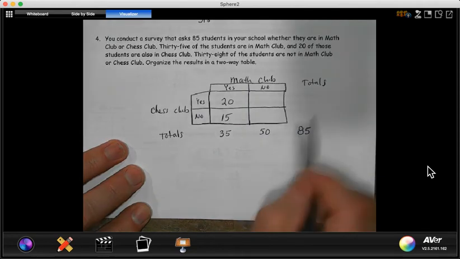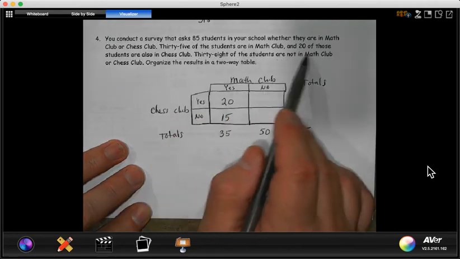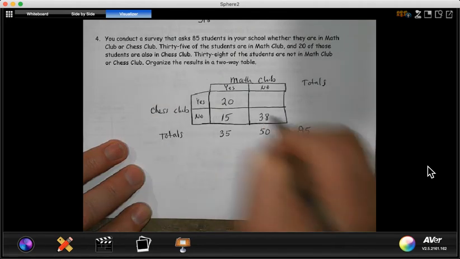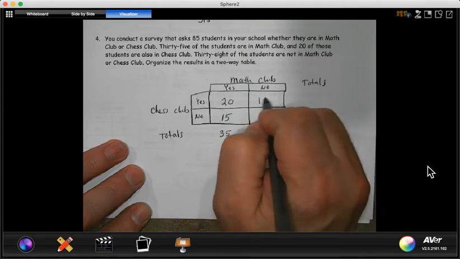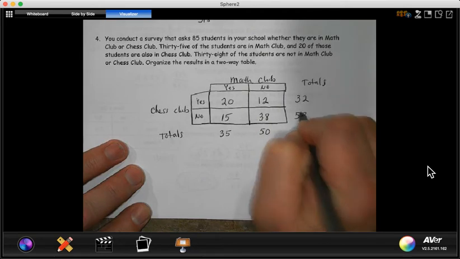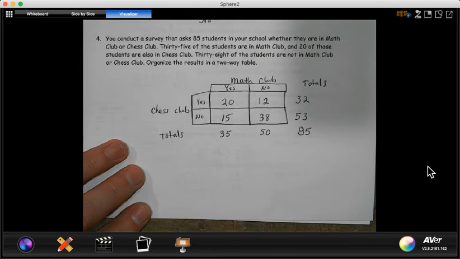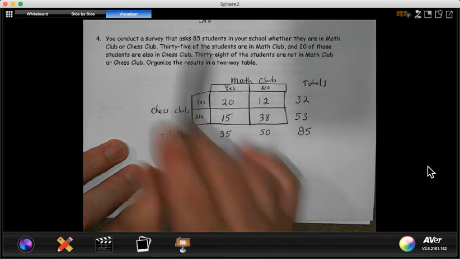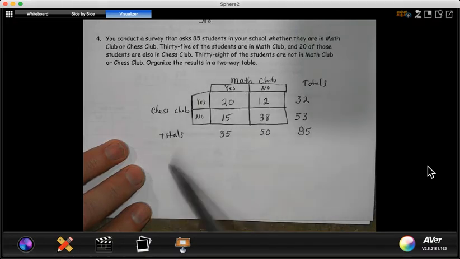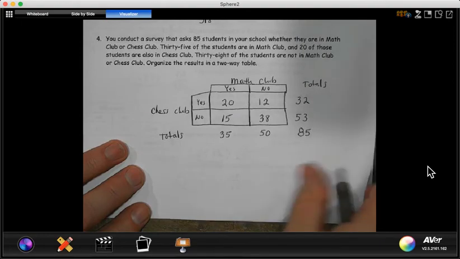We need one more set of numbers to fill these in. 38 of the students are not in math or chess club. So no and no is 38. So that helps me round out my data. No here is 12. That's 32. And that has to be 53. So there's my two-way table with my frequencies. Then we can ask you all kinds of probability questions. So on the SAT, it'll be, this is your picture, now answer a bunch of questions. But I think it helps to make the two-way table so you can understand reading it as well. Cool? All right, let's see if we can do another one. I think we got a couple more to do.